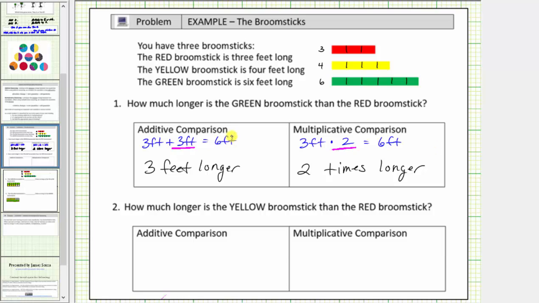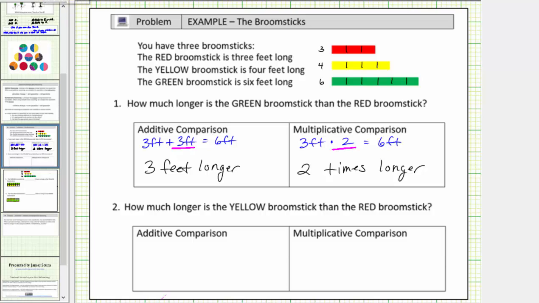Notice how for the additive comparison we include the units of feet because we're adding 3 feet to the length of the red broomstick to get the length of the green broomstick. And for the multiplicative comparison we don't include feet because we multiplied by 2, not by 2 feet, to get the length of the green broomstick.